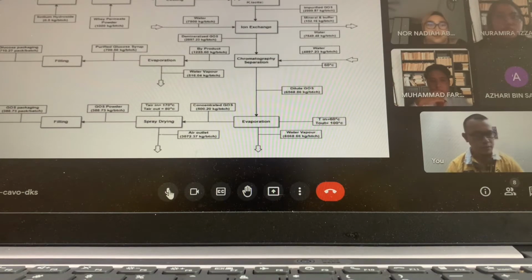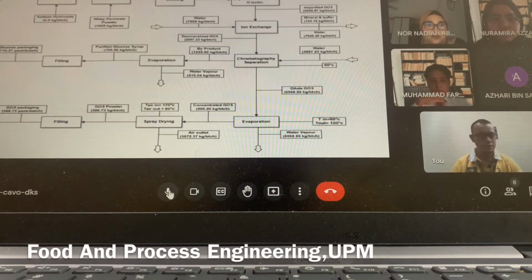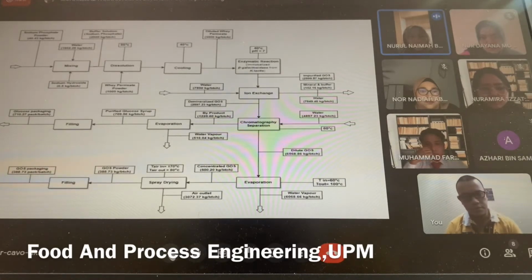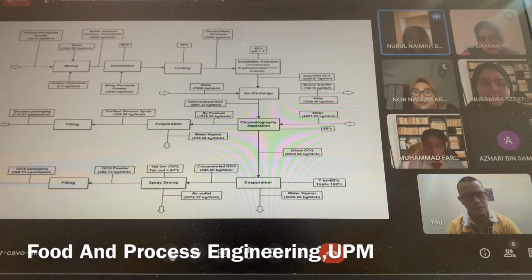Thank you for the question. I would like to answer your question. Based on the calculation that we did, the time taken for mixing the buffer solution with a mass flow rate of 2,000 kg per batch with the whey permeate powder at a mass flow rate of 1,000 kg per batch, to dissolve 3,000 kg per batch of diluted whey permeate, is about 1 hour.